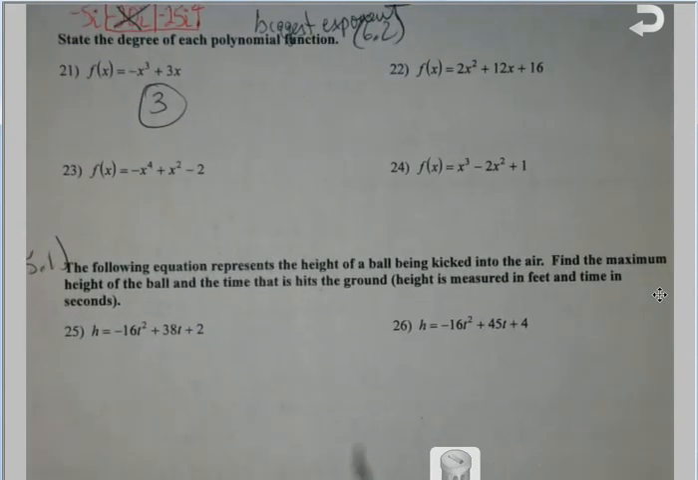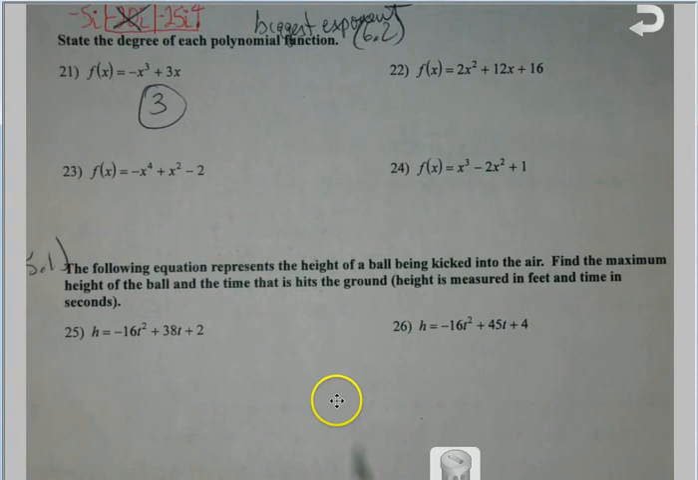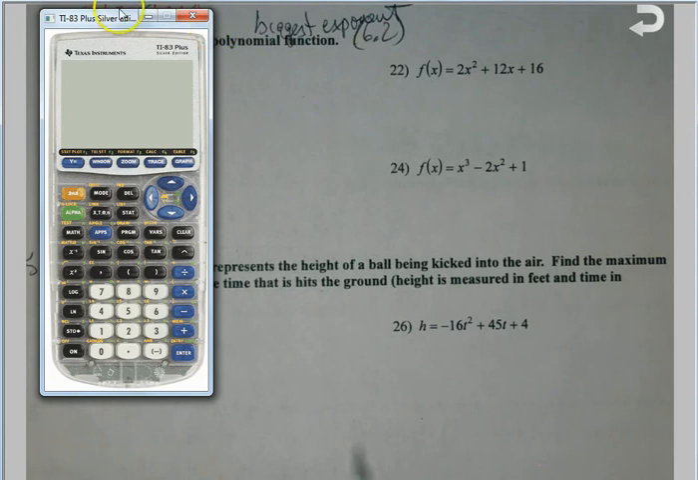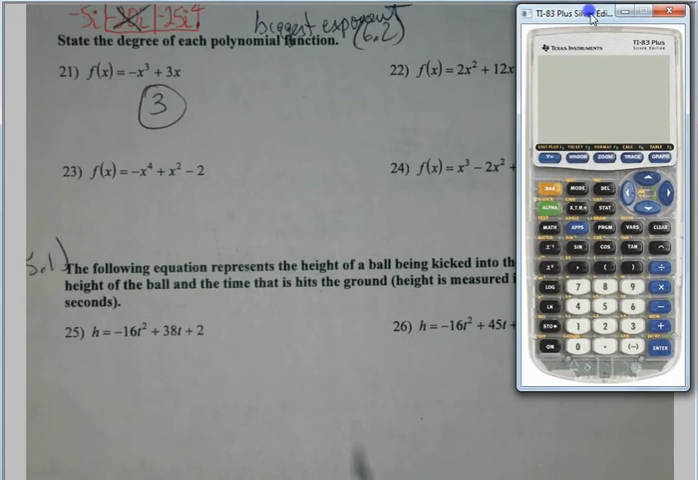And then finally, down at the bottom, the following equation represents the height of a ball being kicked into the air. Find the maximum height of the ball and the time that it hits the ground. Height is measured in feet and time in seconds. Okay. So out of all of that, here's what we basically mean. We're going to put this into the calculator.